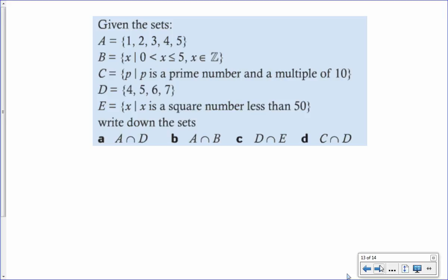Question A asks you to write down the set A intersection D. I know that's the intersection because it's the symbol, the upside down U, right? A intersection D. They're asking you to write it down as a set. So A is its own set, D is its own set. The intersection of A and D is a different set where you're just listing the things that are in the intersection, in the overlap region, the things they have in common.